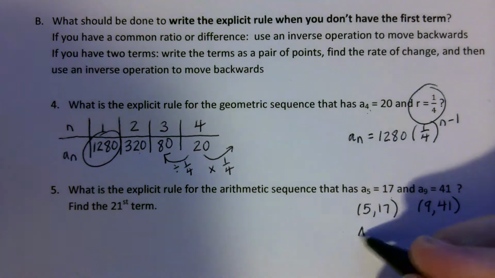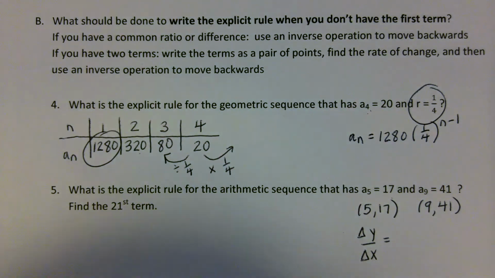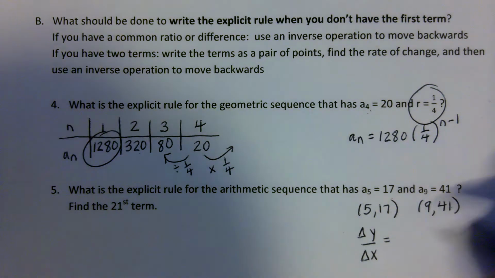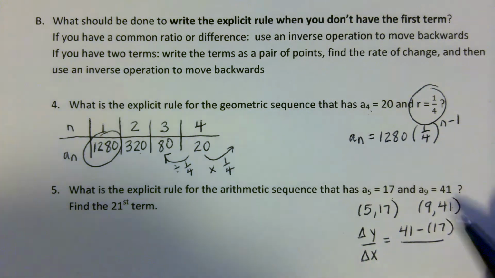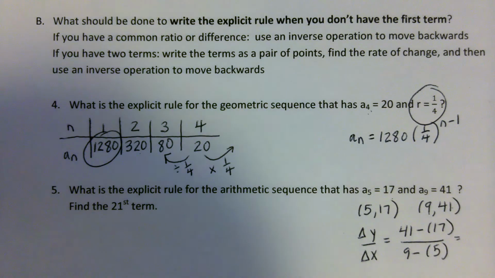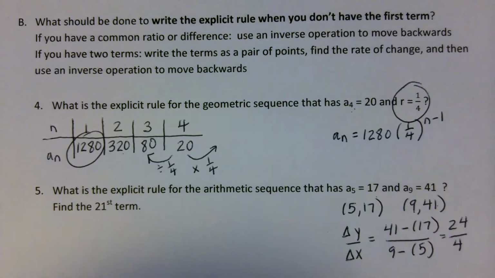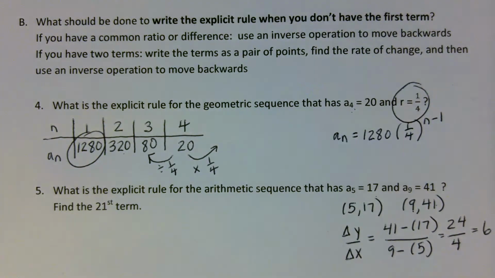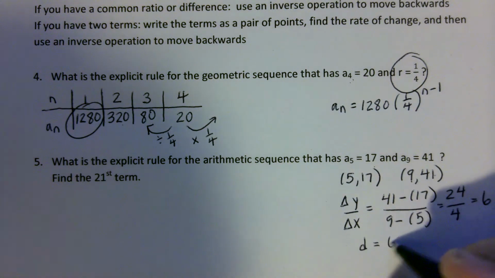Okay, to find the rate of change, change in y over change in x, delta y over delta x, I can pick any y value. So say I pick this one, 41 minus 17. I go back to this point, 9 minus 5, and I get 24 divided by 4, which equals 6. So I know that my common difference, or d, is equal to 6.